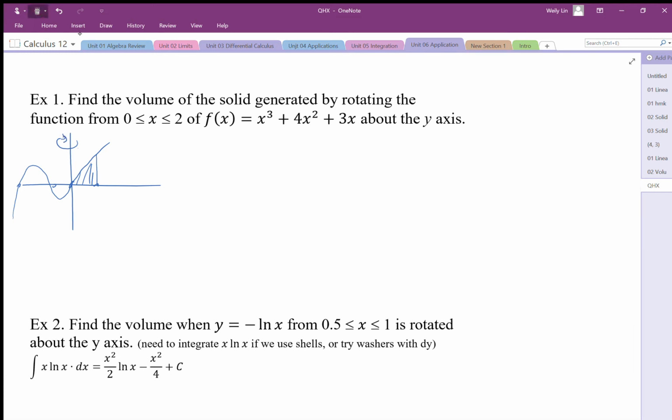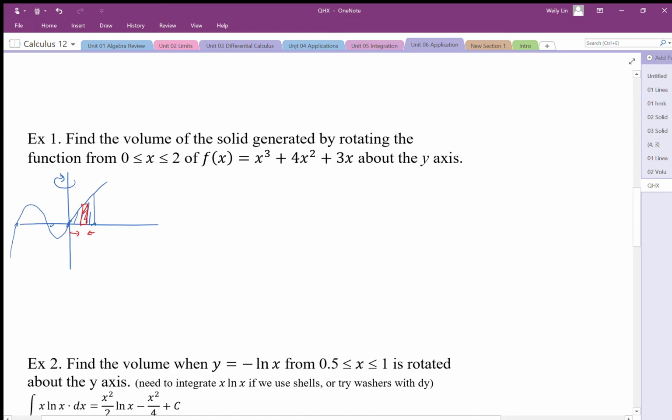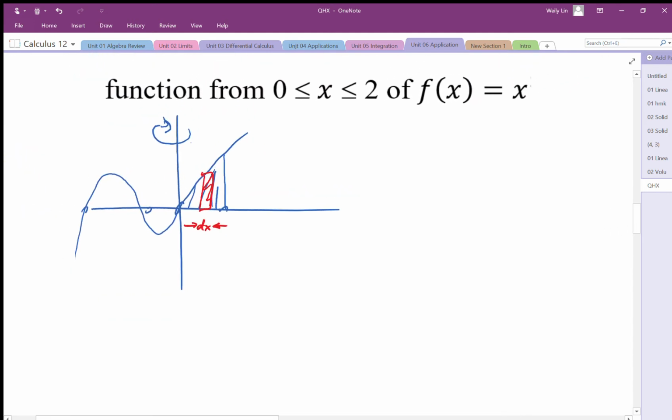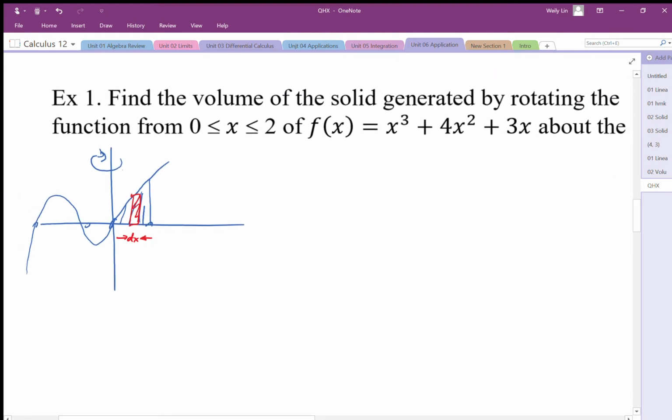So again, we're going to take this rectangular piece and give it a thickness of dx. I'm just going to zoom in a little bit here. We're going to have a thickness of dx in here, and then we're going to integrate this. We're going to spin that around and integrate all those shells. So let's set up the integral here.